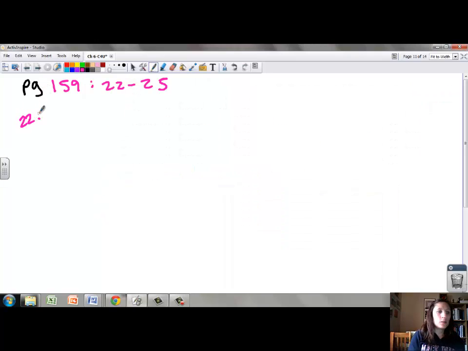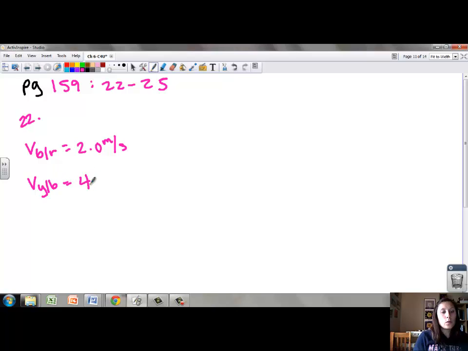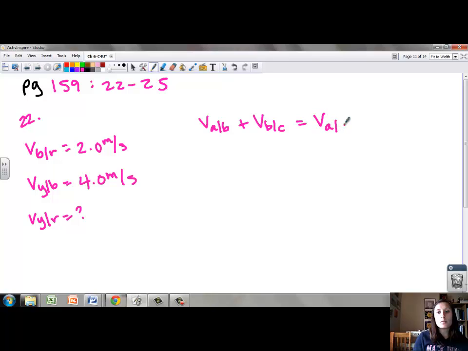Okay, so for number 22, you are riding in a bus moving slowly through heavy traffic at 2 meters per second. So the velocity of the bus to the road is 2 meters per second. And you hurry to the front of the bus at 4 meters per second relative to the bus, so the velocity of you to the bus is 4 meters per second. The bus is traveling forward, you're moving forward, so the signs should be the same. And they want to know what is your speed relative to the road or the street, so velocity of you to the road. Okay, so overall, velocity of A relative to B plus velocity of B relative to C equals velocity of A relative to C.